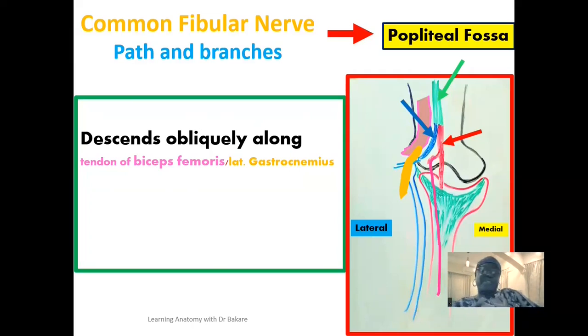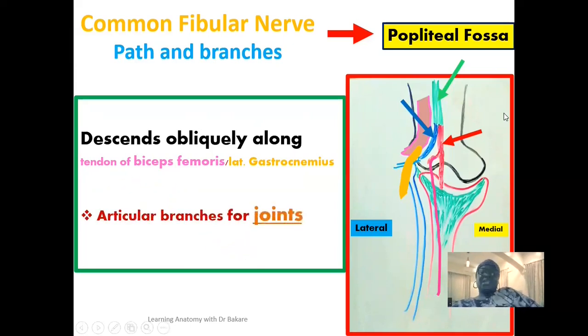Going back to the common fibular nerve and the branches that it gives along this course. The first branch that emerges from the common fibular nerve, or the peroneal nerve, along this course are articular branches. These articular branches are highlighted here in red. These branches innervate the joint around this region, so they provide innervation for the knee joint.